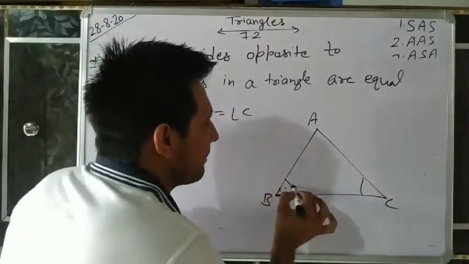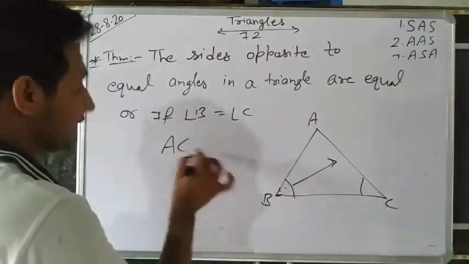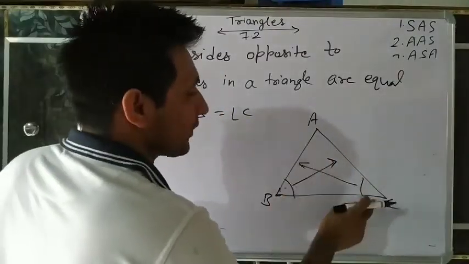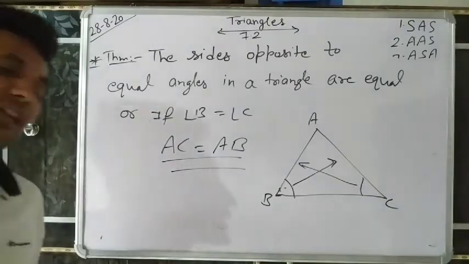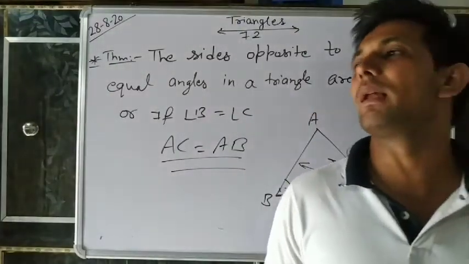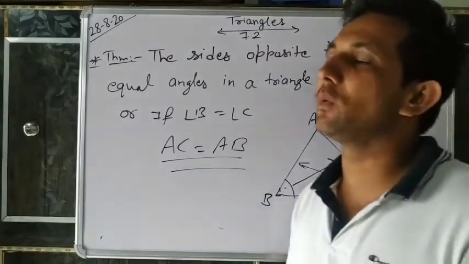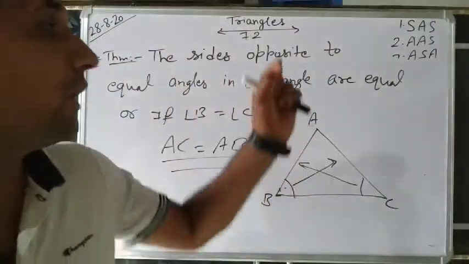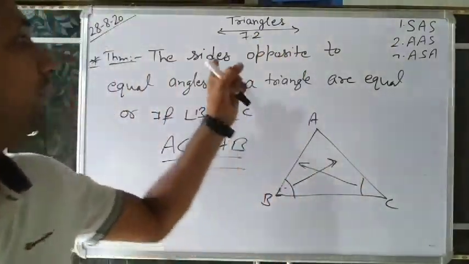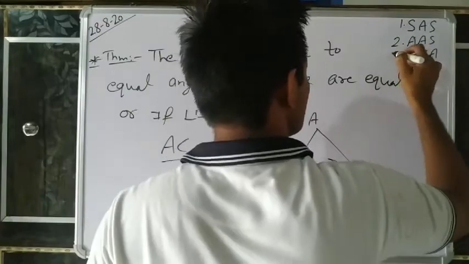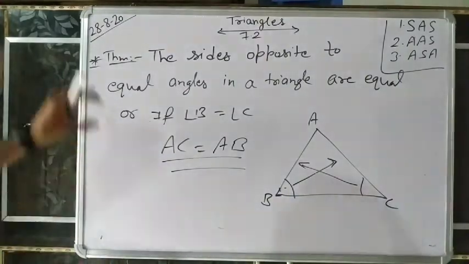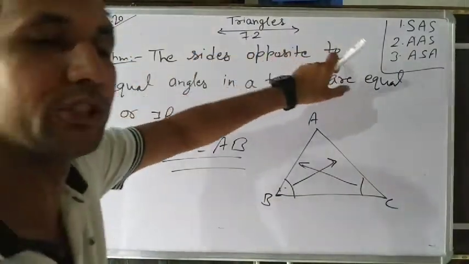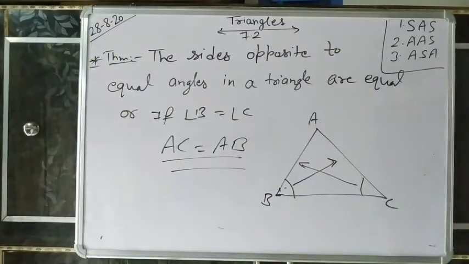And opposite of angle B, what side? Side AC, sorry. AC equal to, and opposite of angle C, side AB. AC equal to AB. Do you understand it? If sides are equal, then opposite angles are equal. If angles are equal in a triangle, then opposite sides are equal. We will write these two results as 7.2. Understand it? So now we will start our exercise. Remember this statement: the sides opposite to equal angles in a triangle are equal, and the angles opposite to equal sides are also equal. Understand it?